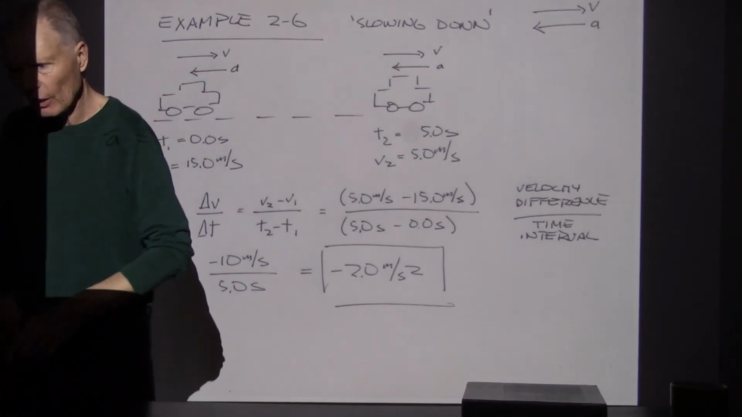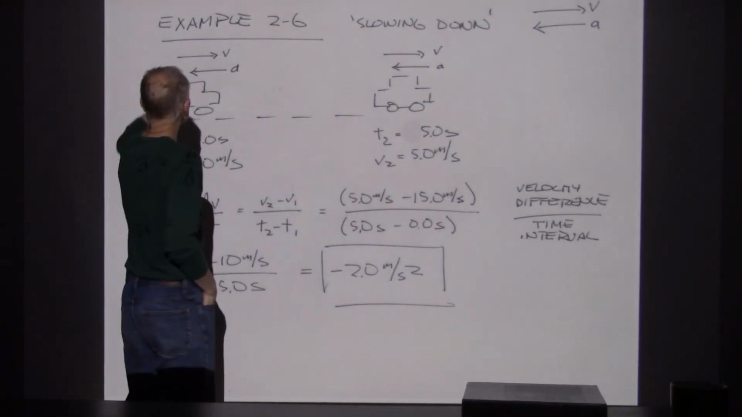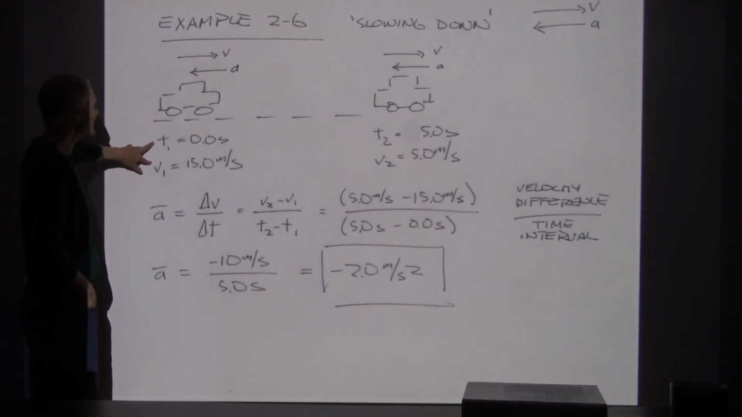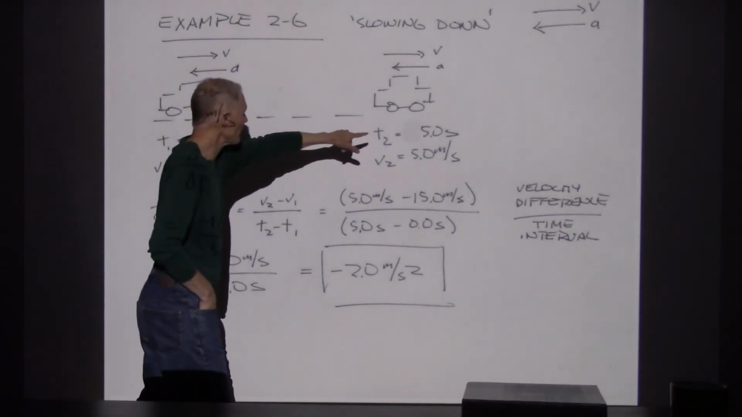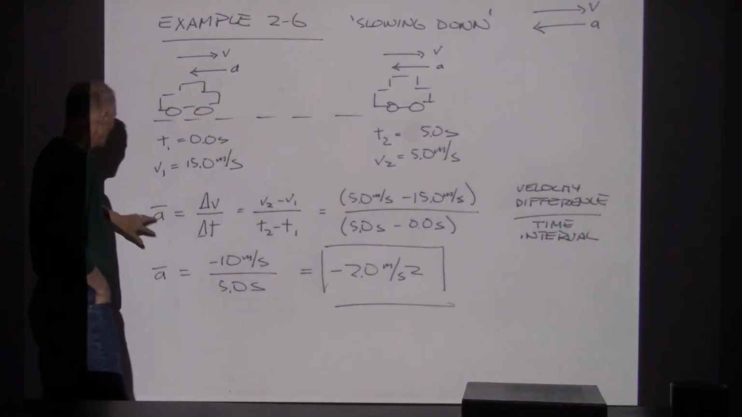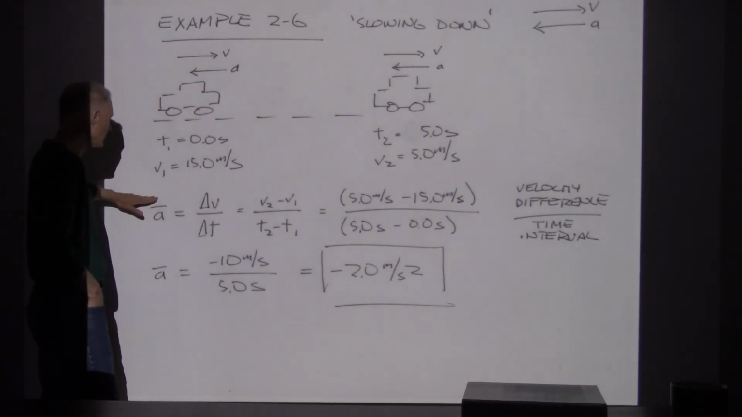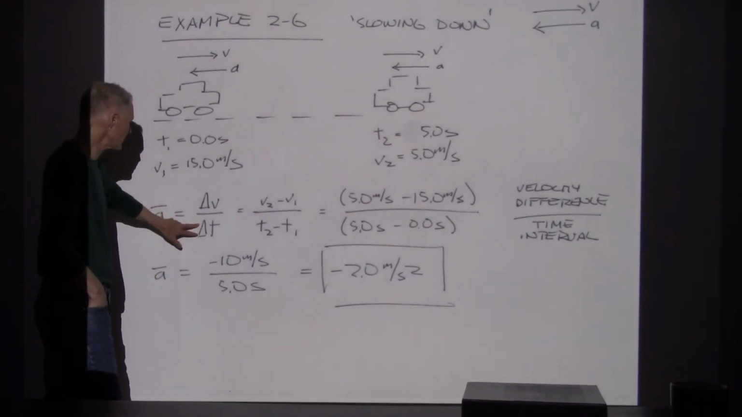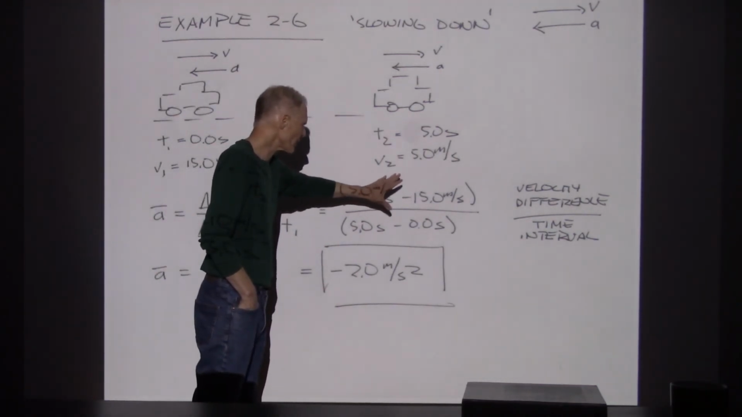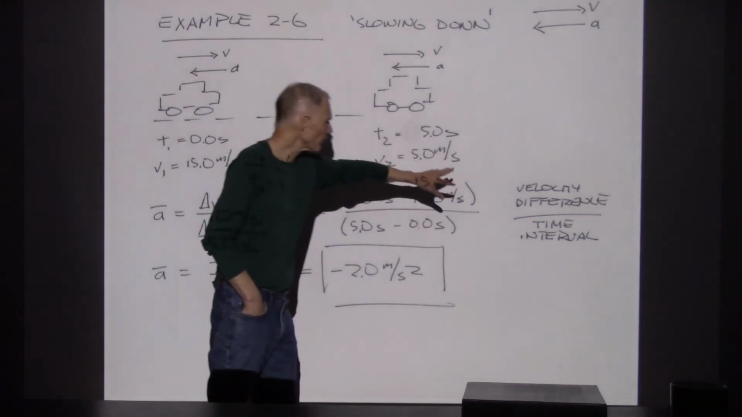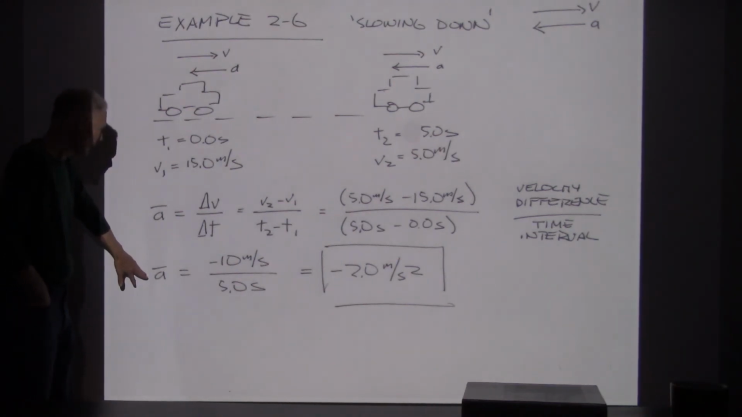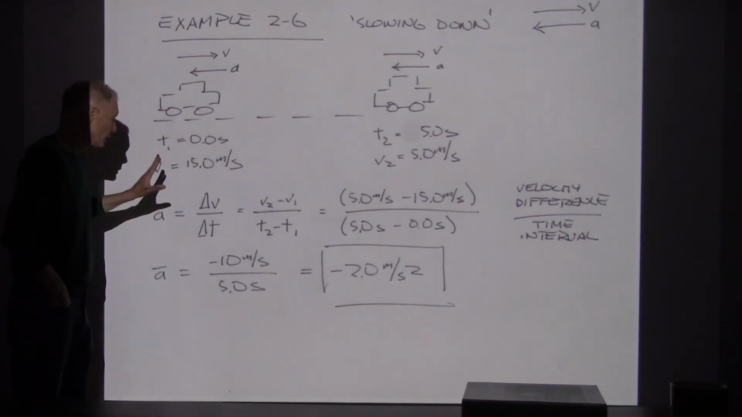So the average acceleration here, same pictures as before. Velocity is in one direction, but the acceleration is opposite. Here we are at the starting time. Final time was 5 seconds later. We started at 15 meters per second, we ended up at 5. To get an average acceleration, it's delta v over delta t, the difference in velocity over the time interval, putting all the numbers in very carefully, and the units.